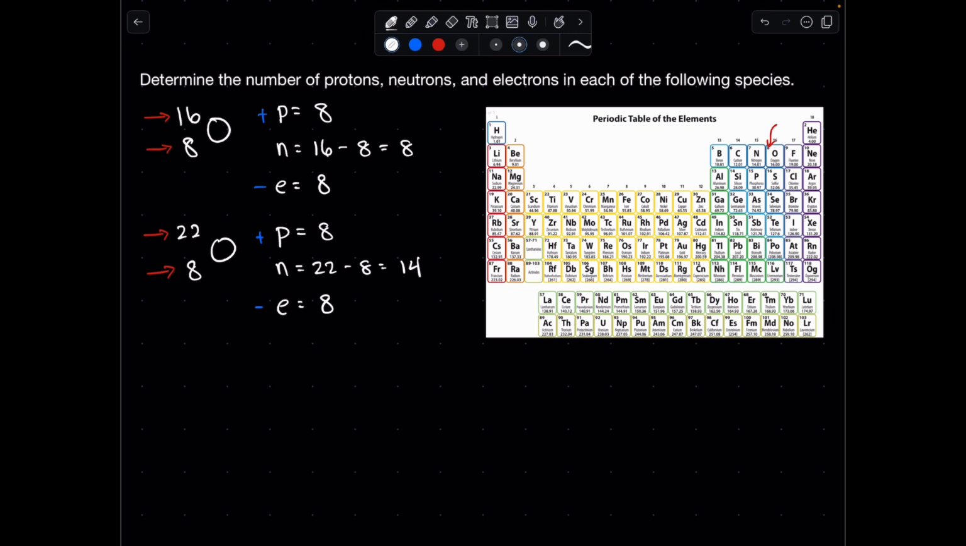Now let's do an example where we have a charged species and how we'll calculate for those electrons. So let's stick with oxygen. Again, 8. Let's make this 28. So protons, again, we stick with the same element each time, so our number of protons is still going to be equal to 8. Number of neutrons, let's use our formula where we subtract our atomic number from our weight. So we're going to have 28 minus 8, which is equal to 20 neutrons.